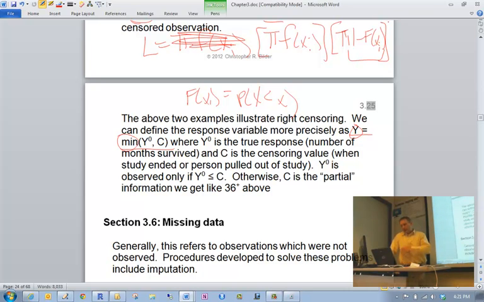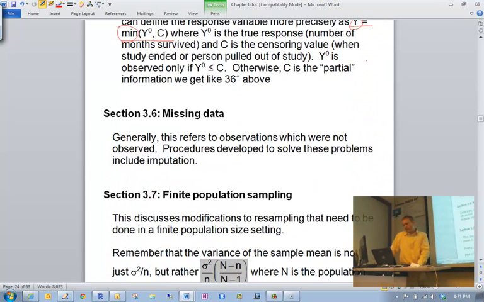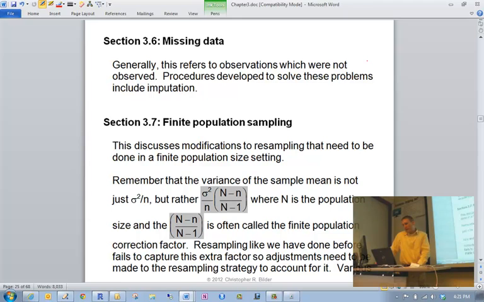Section 3.5 talks about survival analysis, how to actually estimate this. It actually has a special name called a survival function. How to estimate a survival function, and then incorporate the Bootstrap. Section 3.6 deals with missing data. It's a topic that I don't know a whole lot about, to be honest, but I would love to know more about it.